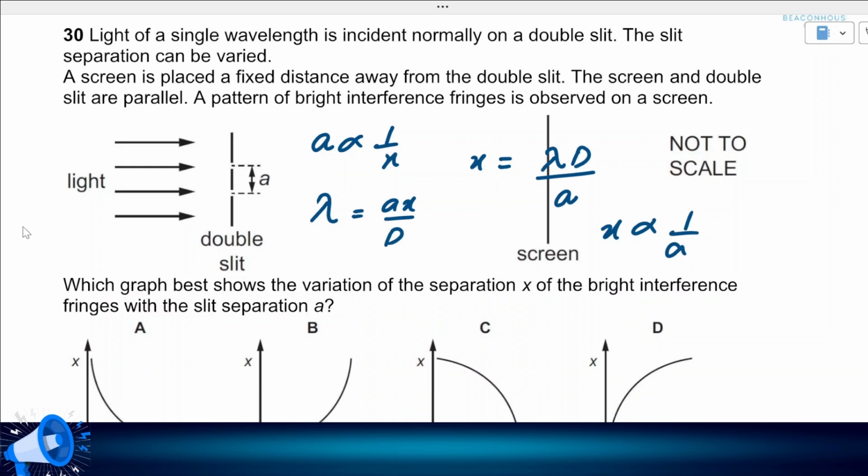Whenever two quantities are inversely proportional, the graph is always like this. For example, pressure and volume. The graph of pressure and volume is also like this because those two quantities are also inversely proportional. So mathematically, whenever two quantities are inversely proportional, the graph is always a curve that is sliding downward like this.